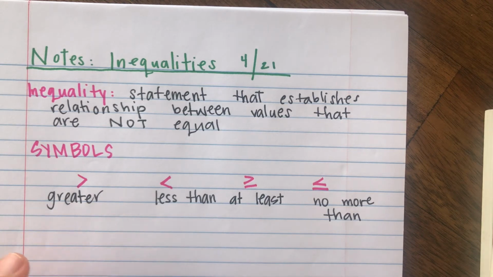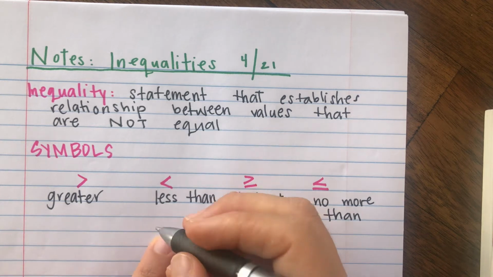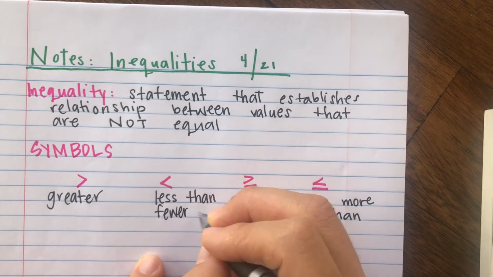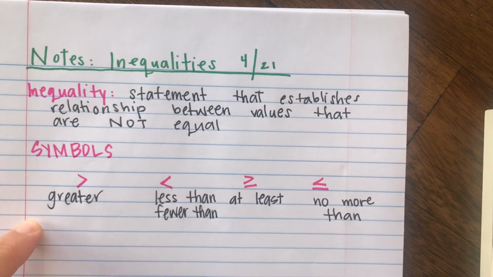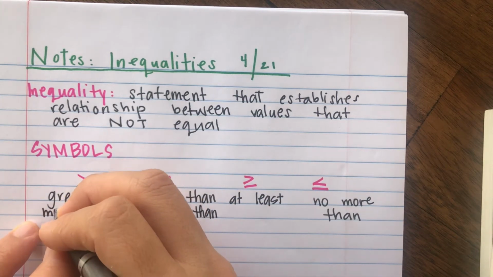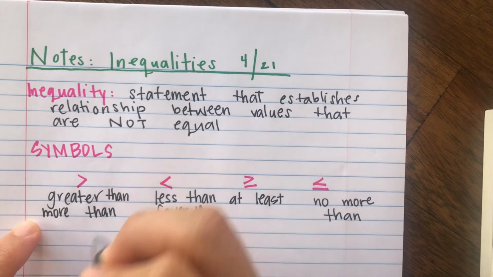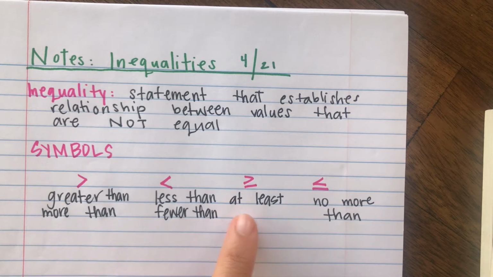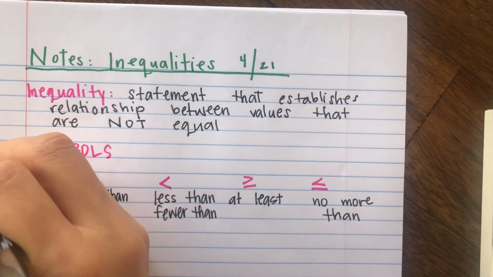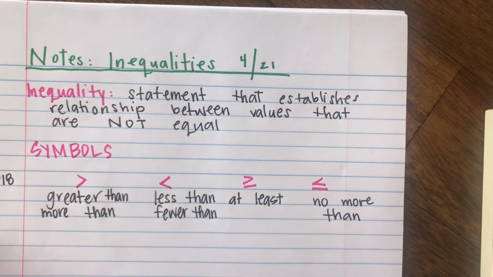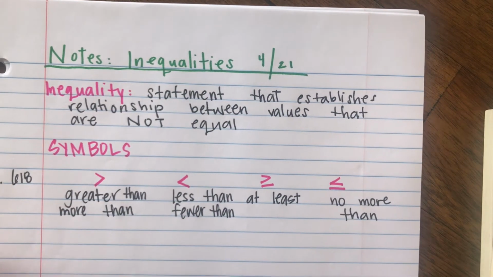And other language, less than, fewer than, greater than, could also be more than. Squeezing it in here, guys. Less than or equal to, greater than or equal to, at least, okay? And I'm looking at page 618, guys, if you want to see a table of this. Page 618, right there.